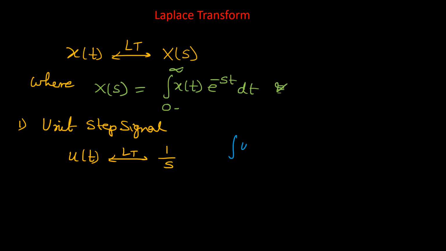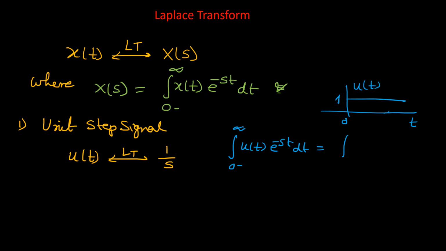It is u of t times e to the power minus st dt, from 0 minus to infinity. u of t is defined this way: from 0 to infinity it is 1, and the left side is 0. That is your unit step input. So this is 1, and time will be from 0 to infinity.